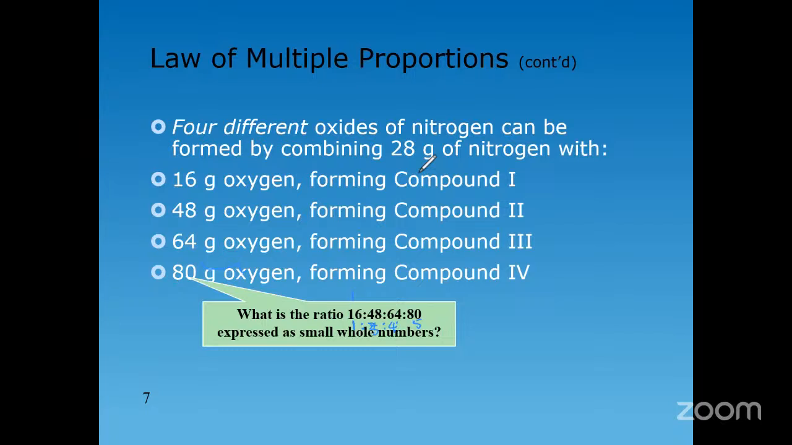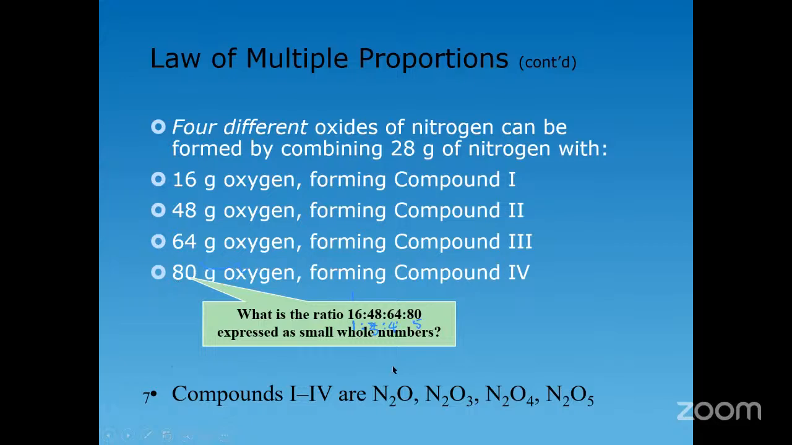And if you look at the formulas for these different compounds, you can see why this happens. So these are the compounds, right? And basically, as I said before, it's a 1 to 3 to 4 to 5. If you look at each of these compounds, for the same number of nitrogen atoms present, it's a 1 to 3 to 4 to 5 ratio between the oxygens that will combine with the same mass of nitrogen. So that's basically what the law of multiple proportions is all about.